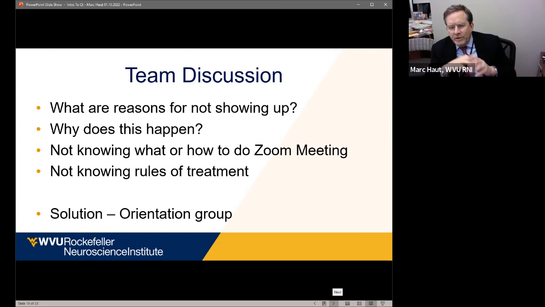So we thought, let's not try to do all that and treat them at the same time, essentially. Let's come up with what we call an orientation group, put people in that, orient them, get them going. All right, let them learn the rules and then focus on the treatment. Remove as many barriers as we can to the treatment itself. Next slide.